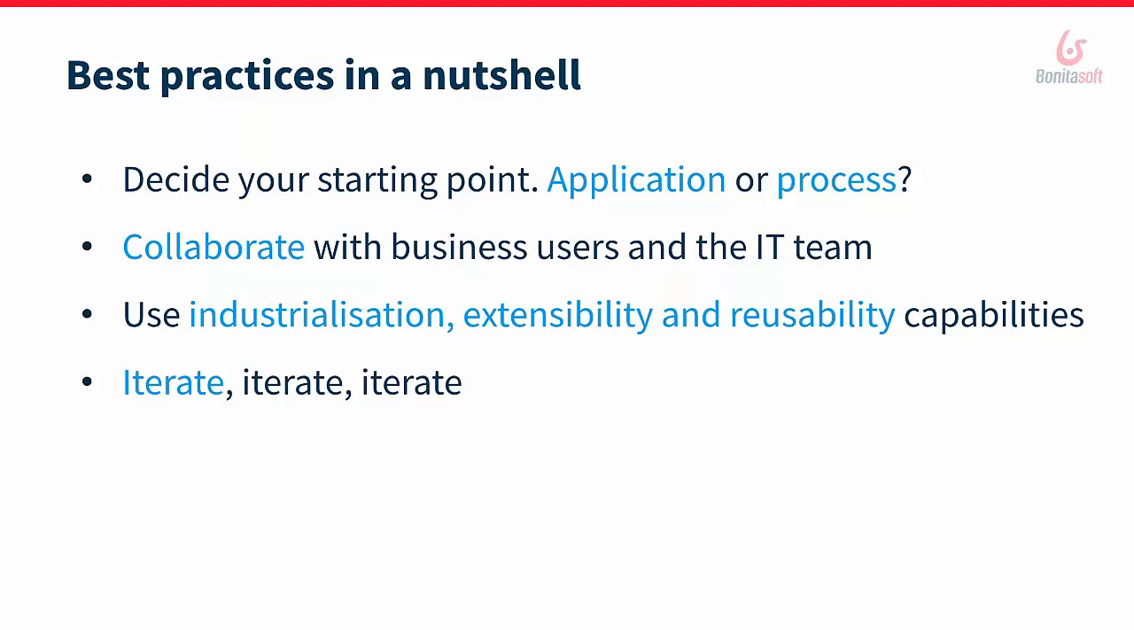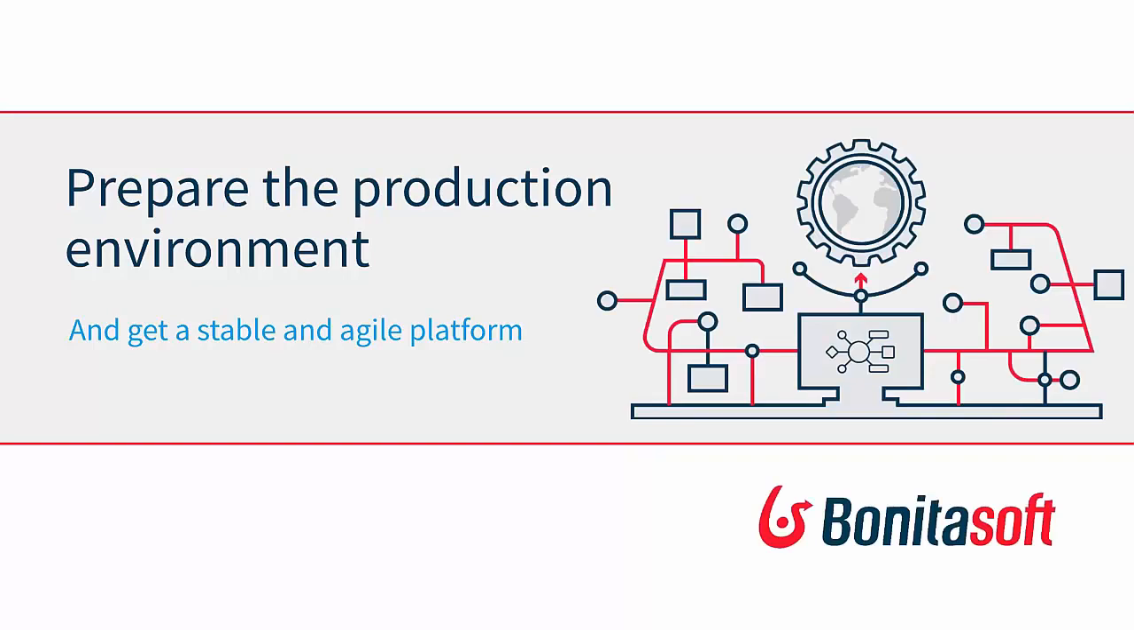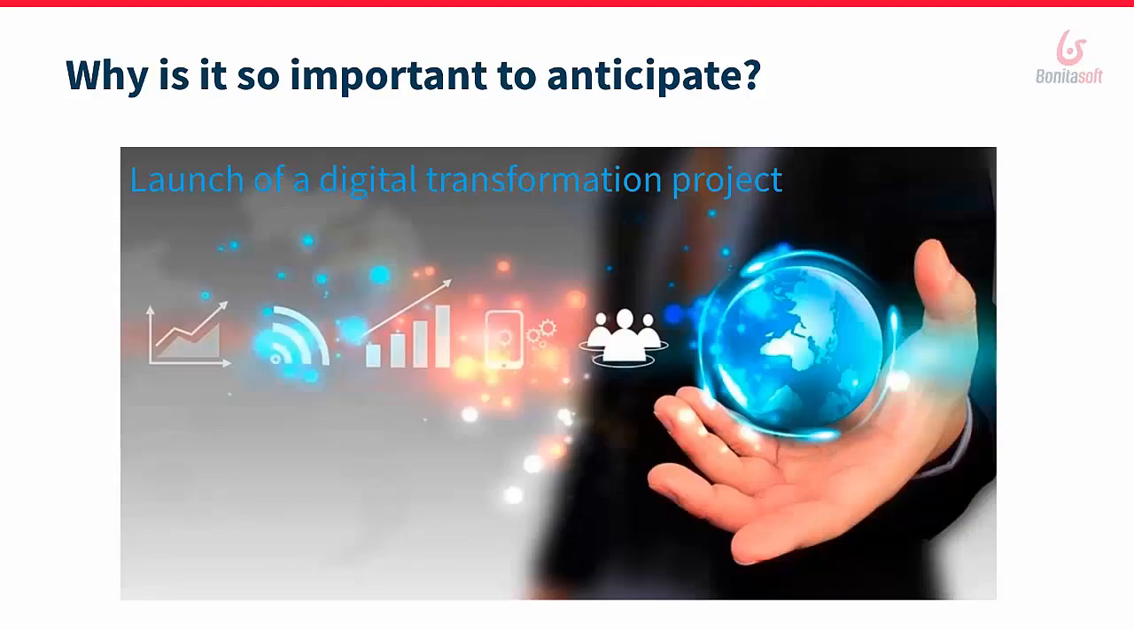And now we know that we are at the end of our first iteration and we are ready to go to production. But if you want to get a stable and agile platform, you have to make sure you will prepare the production environment. And why is it so important to anticipate? Because it is difficult to predict the future.